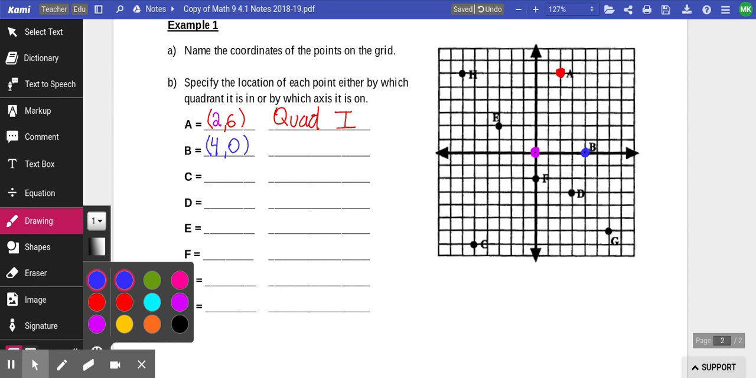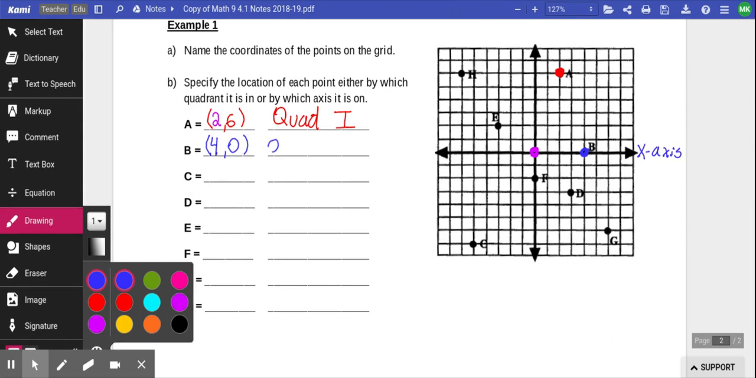When it comes to describing what quadrant it's on, it's actually not in a quadrant. To be in a quadrant, it has to move off of the lines. This thing has not moved off of the line. That line is called your x-axis. So we would say it's on the x-axis. I'll put it back up in a second.